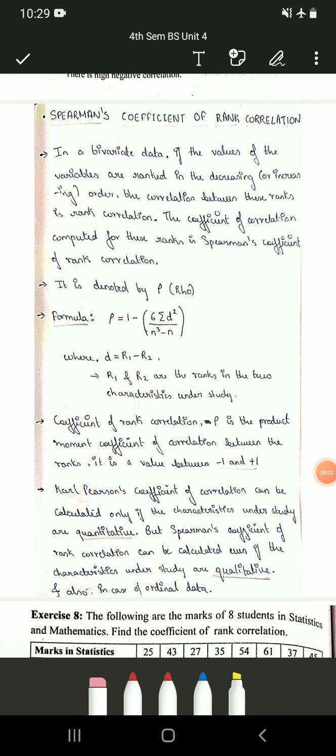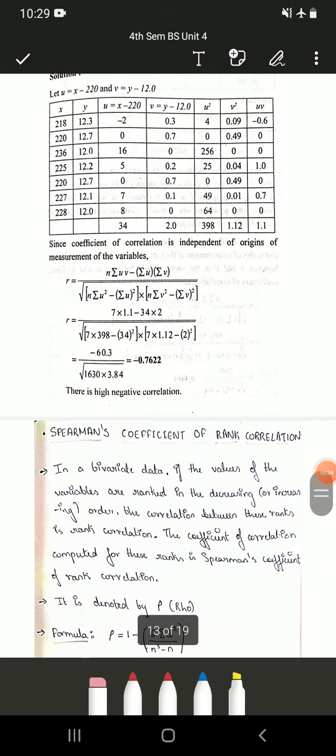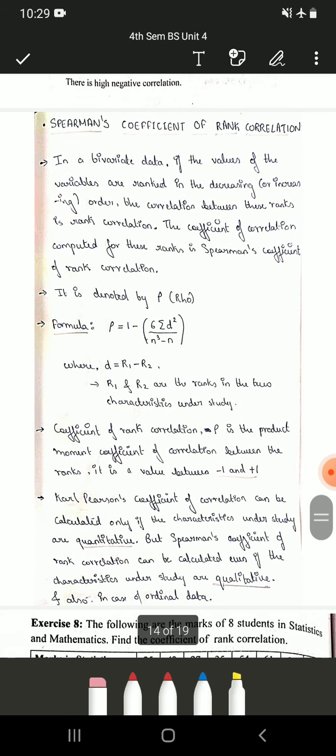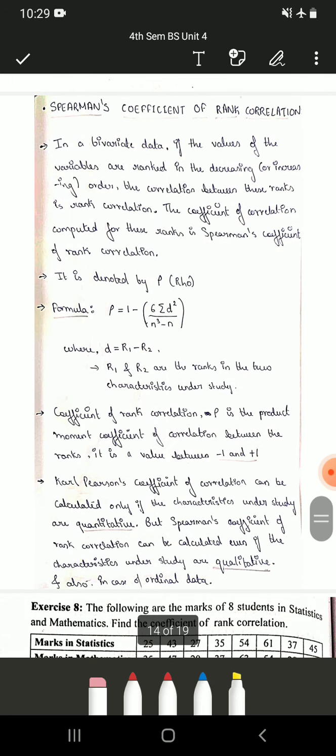Hello students, in the previous class we had seen problems on Karl Pearson's coefficient of correlation. We had seen both the direct method as well as the shortcut method. So today we will move on to the next measurement of coefficient of correlation, that is Spearman's coefficient of rank correlation.